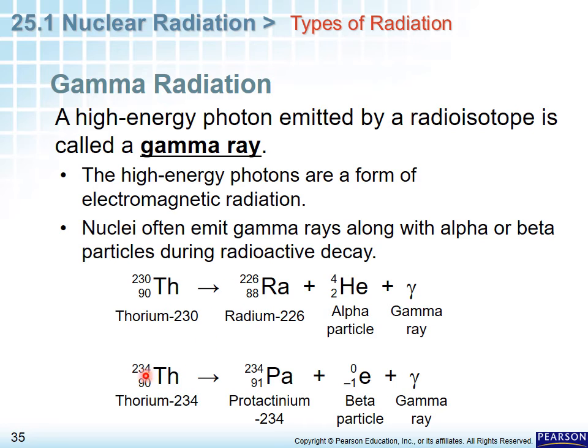Now look here, another Th, which is 234. The mass remains the same here, but you can see 90 becomes 91, as in a beta particle decay instead of alpha, which releases a beta particle and gamma rays. So 90 becomes 91, and a beta particle is released.